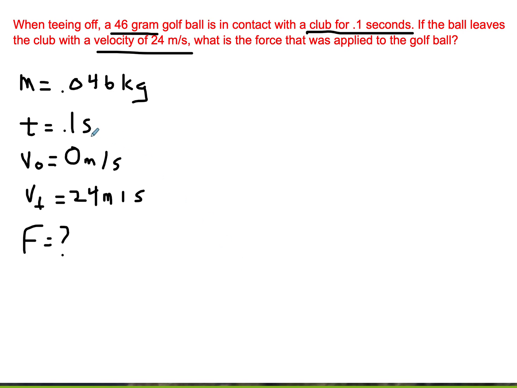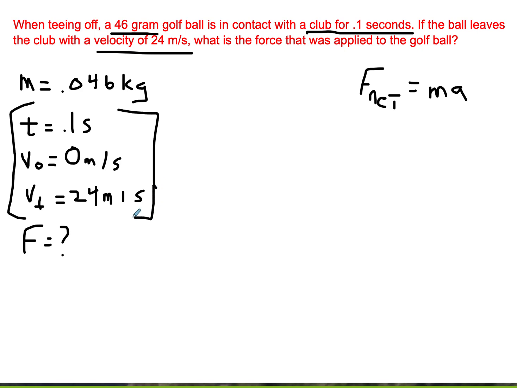So if I want to find the force, we're going to assume there's only one force acting on that, the force of the club. And we know that net force is mass times acceleration. Well, we know the mass, but what we don't know is the acceleration. But I think we have all the information we need to find it. So if we take these 3 variables and use them to find A, once we find the acceleration, we can plug it back into this equation.